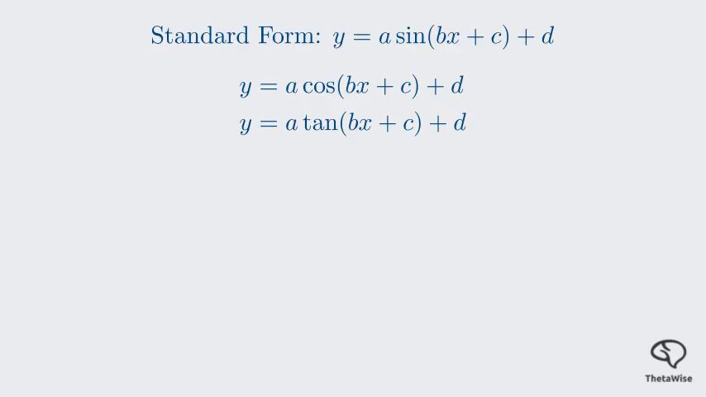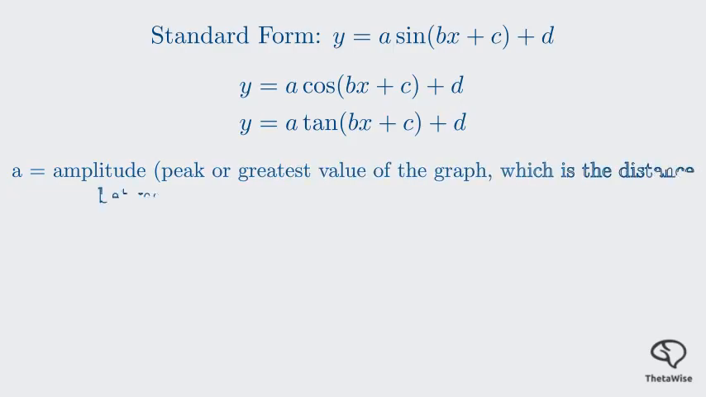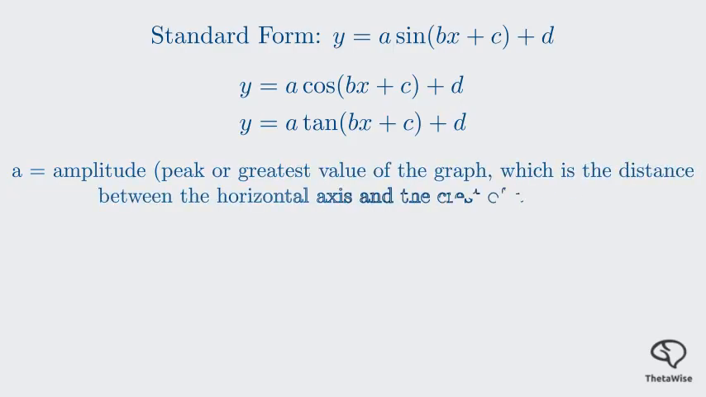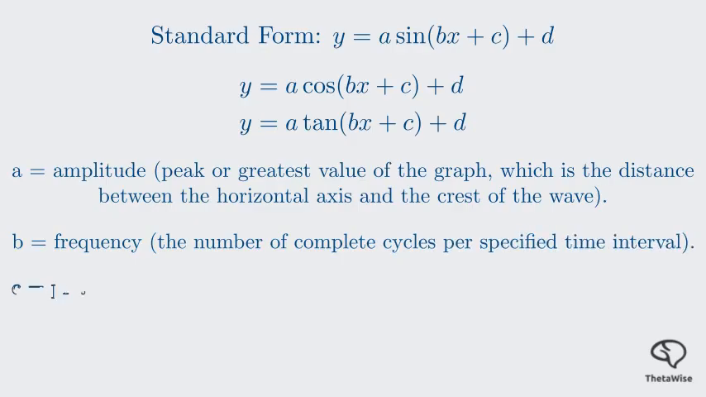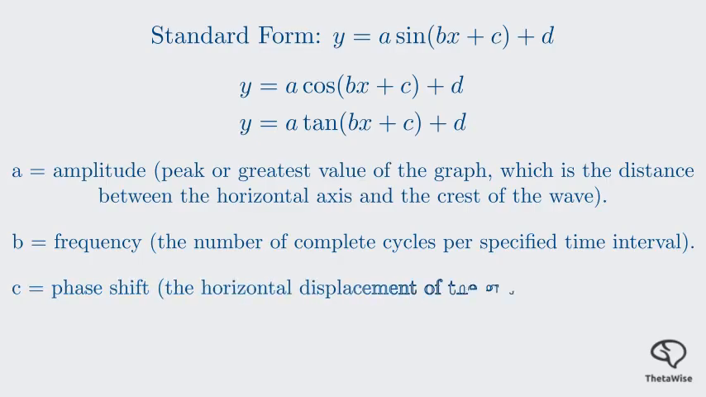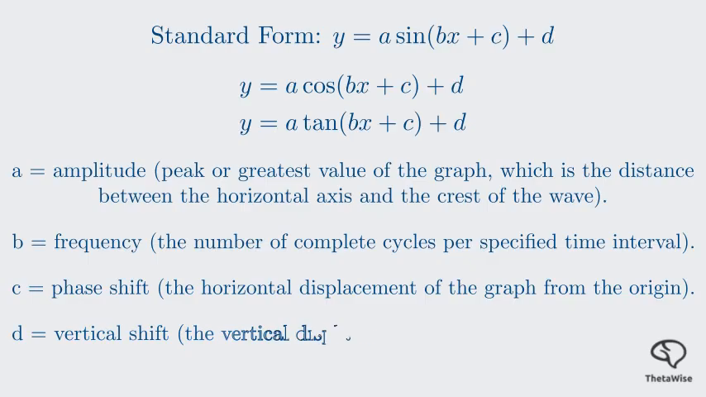Let's break them down. The parameter a is called the amplitude. It tells us about the peak or greatest value of the graph. It's the distance between the horizontal axis and the top of a wave. The parameter b is the frequency. This determines the number of complete cycles or waves we see within a specified interval. The parameter c is the phase shift. This is a horizontal displacement. It tells us how far the graph is shifted to the left or right from its starting position. Finally, d is the vertical shift. As the name suggests, this displaces the graph vertically, either up or down.